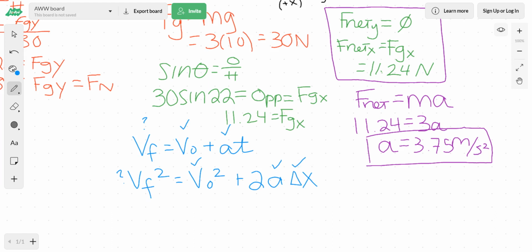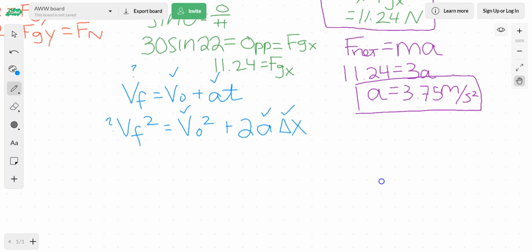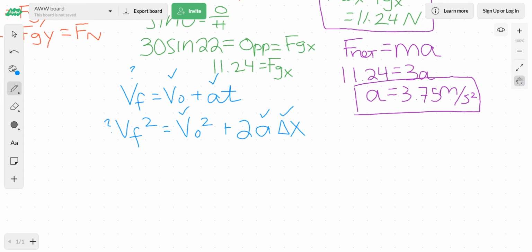So that means in that equation we have 3 things that we know and only 1 thing that we don't, as opposed to the previous equation where we have 2 that we know and then 2 that we don't. So we're going to use the V final squared equation because that has all of our variables that we need and all the ones that we want.